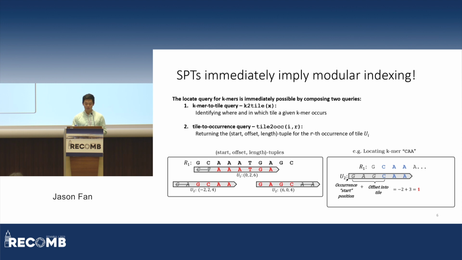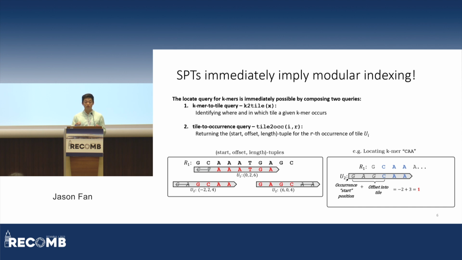So here's a reference that we saw from a previous slide, and we have a set of tiles, the spectrum-preserving string set. This reference is covered by 3 occurrences of these tiles, the first of which is going to be U2, and we see that U2 has some start position, and 4 bases covers the first 4 bases of R1. Similarly, we can write down these 3-tuples for the other tiles in the SPSS that cover the reference.